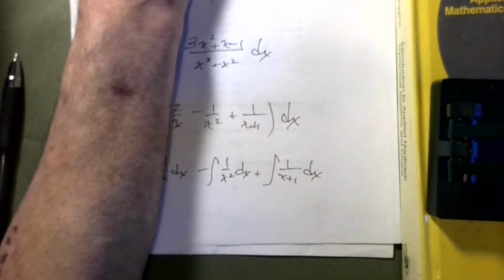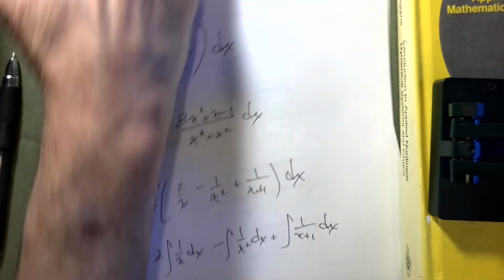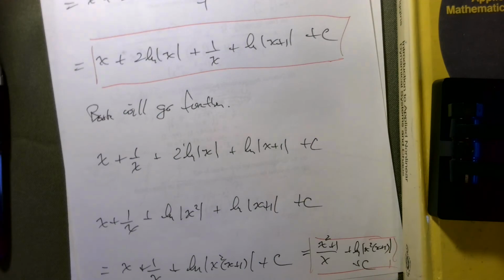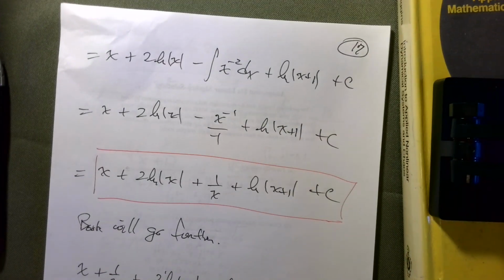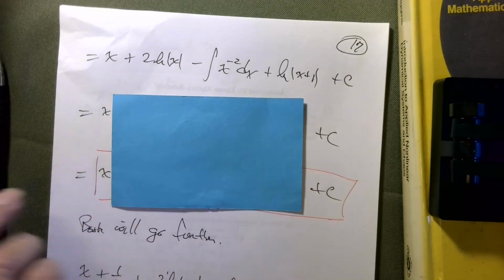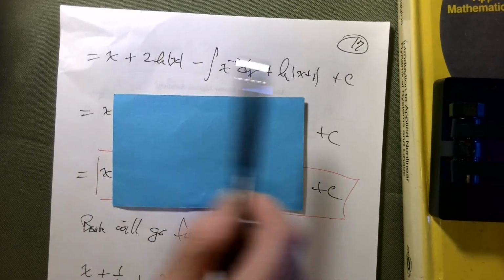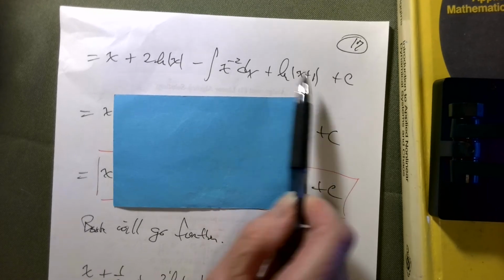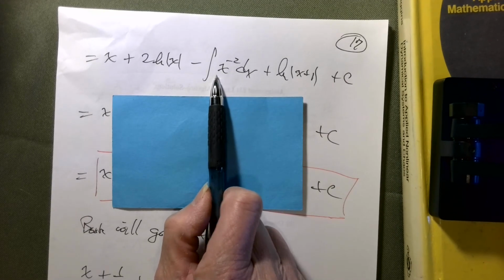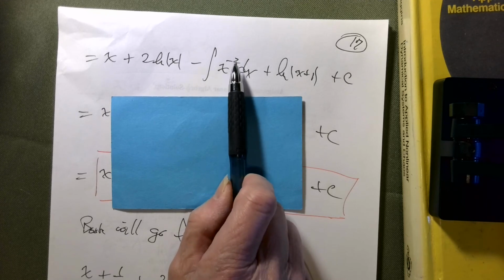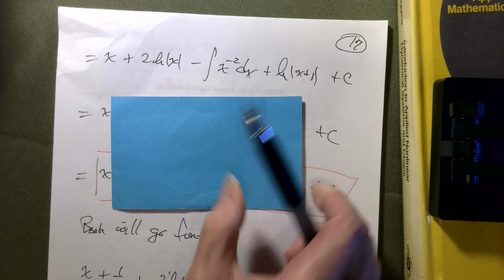So if I do that, we end up with this guy right here. So I had a 1 over an x, I had a 1 over quantity x plus 1. Now we bring the x squared upstairs. So this is the power rule, right? So we're going to add a 1 and divide.